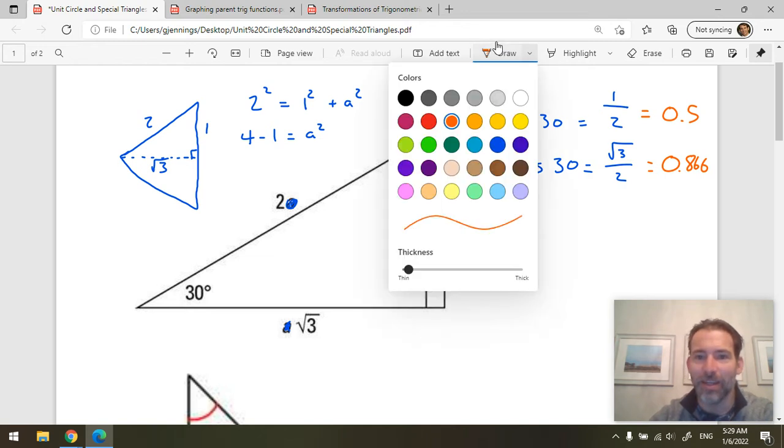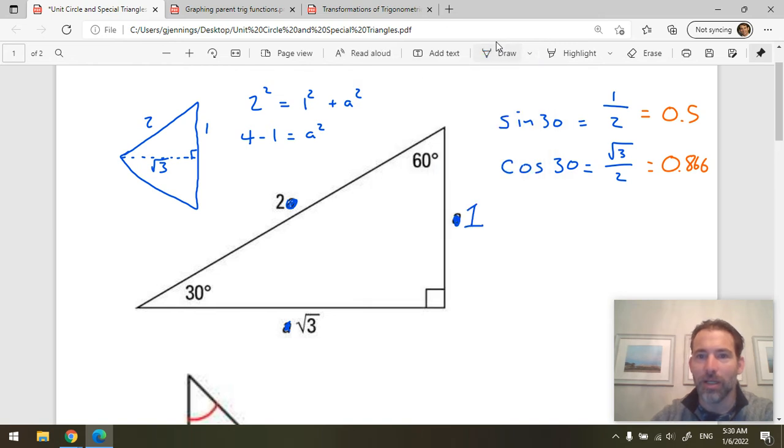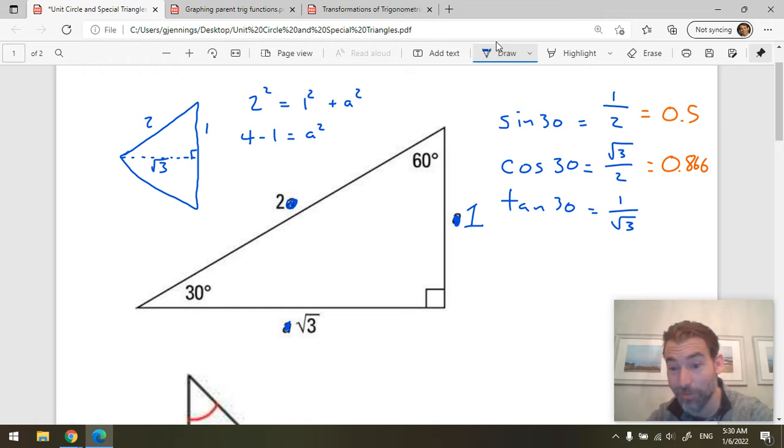And then tangent, of course, we can put tangent on there. And tan 30 is equal to opposite over adjacent. So that's 1 over root 3. I don't happen to know offhand what that is, but you can ask your calculator if you care. So that's opposite over adjacent for tangent.